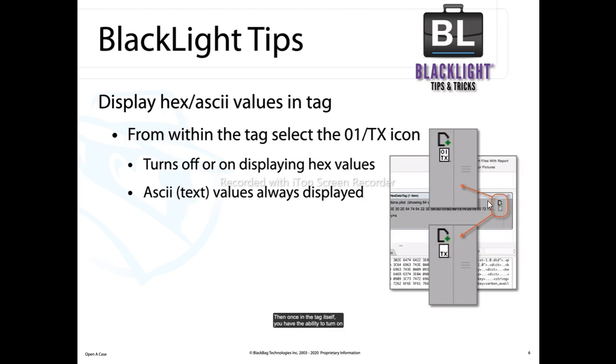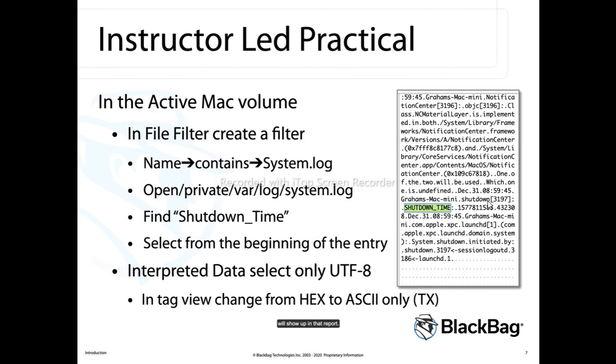Then once in the tag itself, you have the ability to turn on or off whether the view of the hex will show up in that report. So we're going to go over a really quick example of this in your case. We're going to pull up the system.log file. We're going to find a shutdown time, and there's going to be a string behind that shutdown time that we're going to want to tag.